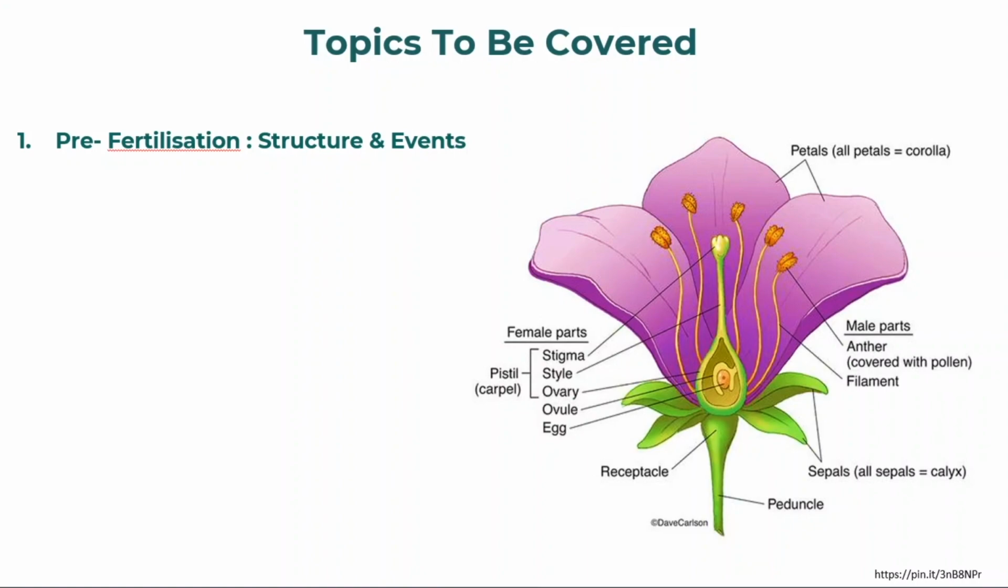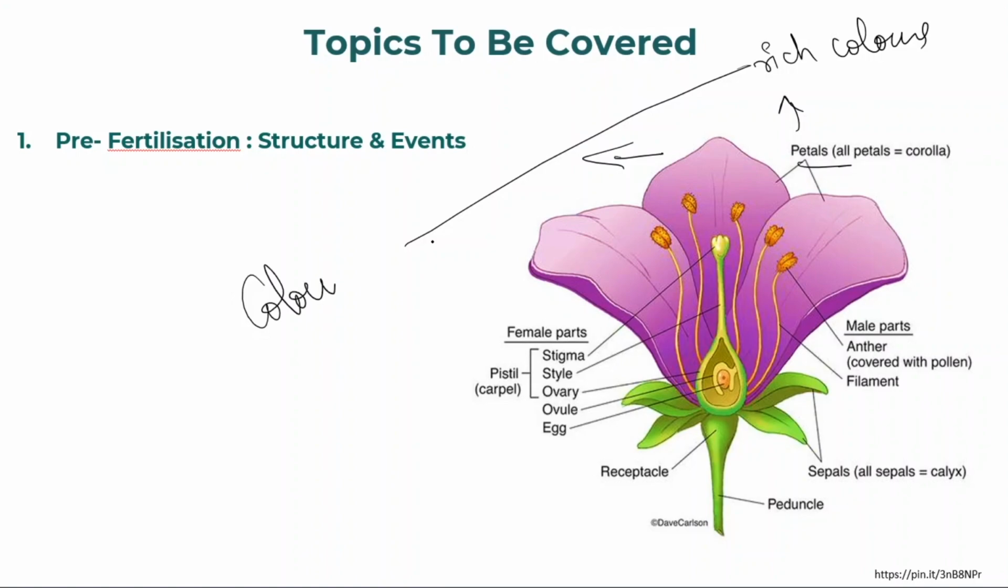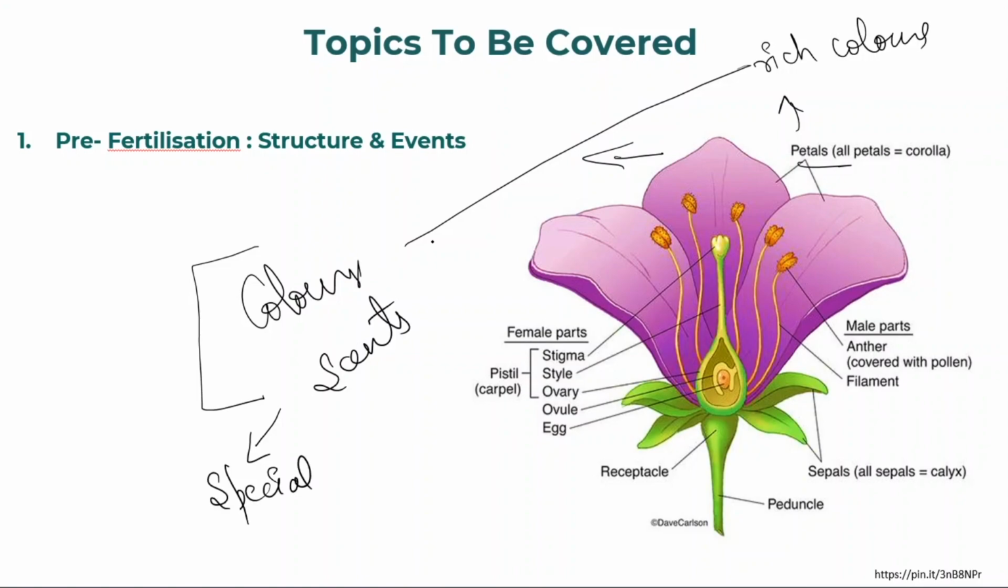We all know that flowers have different kinds of parts. These are the petals, which we can see have rich colors, and we can also see that flowers give off some kind of aroma. All these attractive things, like colors and scent, are for a special reason, and that special reason is sexual reproduction in flowers.